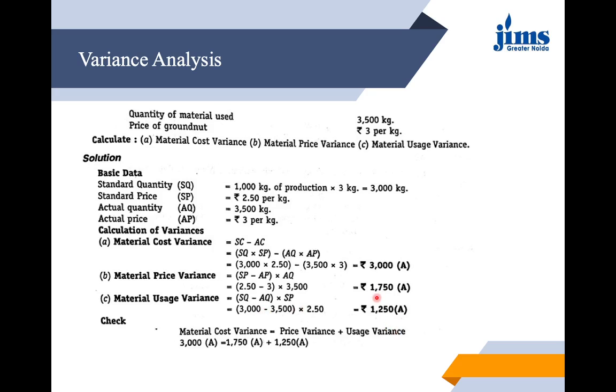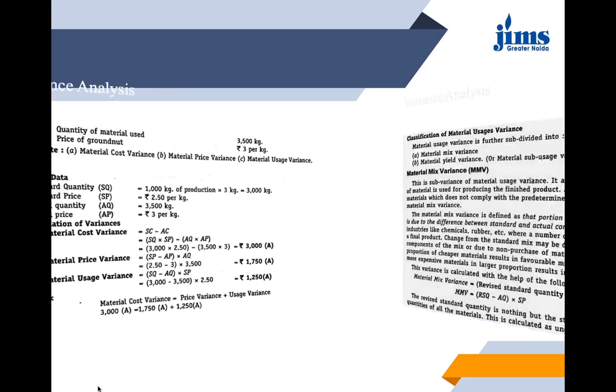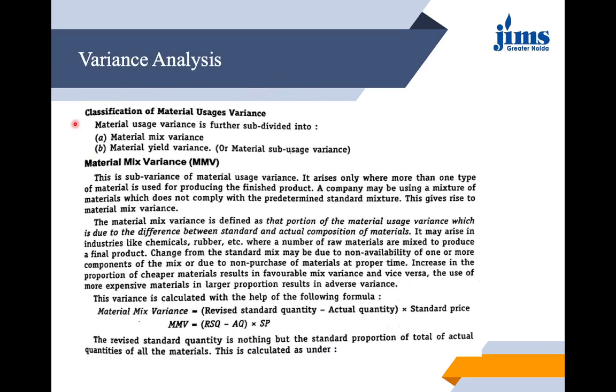We can verify it. We can add these two variances, price variance and usage variance both, and we will be able to obtain the final cost variance. And here we can see that it is proving out to be correct. That's what we tried to understand in the previous slides in terms of equation as well as in terms of graph. Now next is classification of further material usage variances.